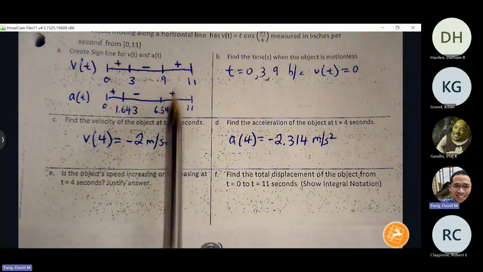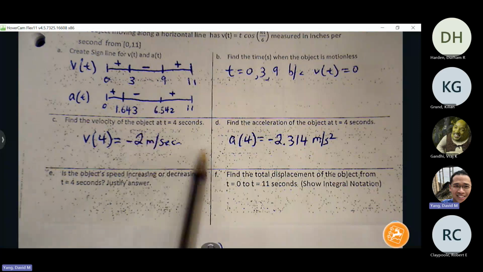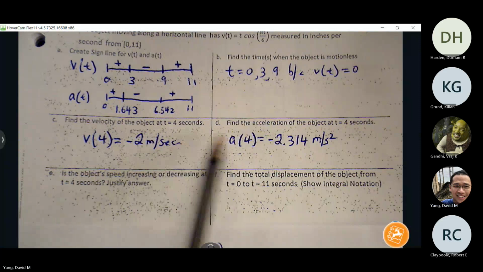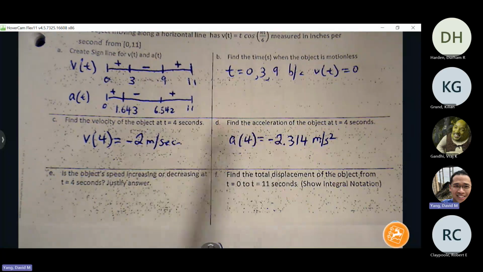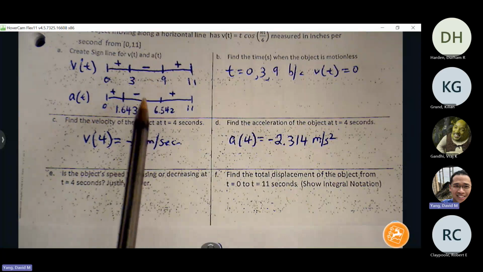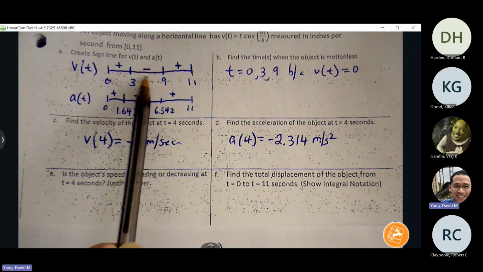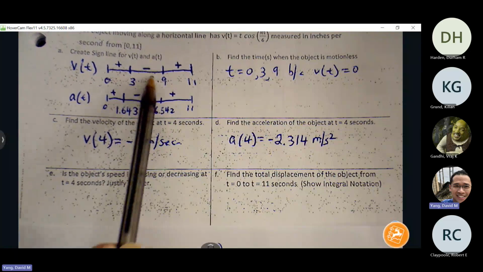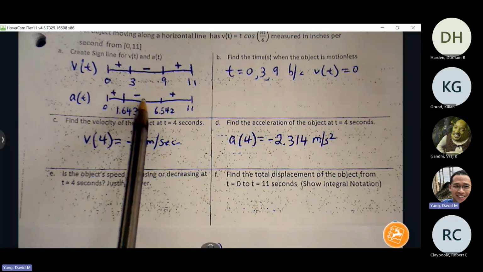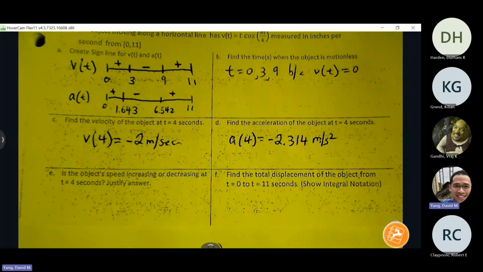I think having everything lined up is nice here because we already gathered that information from part C and D, right? They're both negative. We could also pull this from the sign line, actually. Right, we can see between 3 and 9 is negative. Between 1.643 and 6.54 is negative. So at 4, they'll both be the same signs. If they're the same signs, the object speed is increasing.